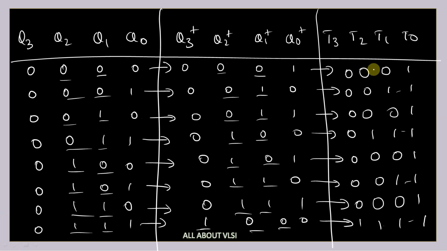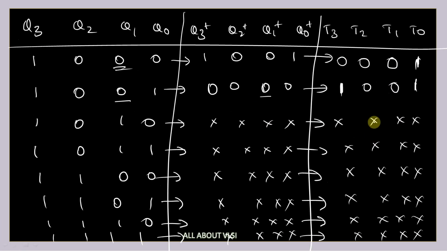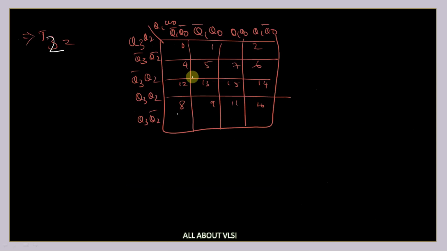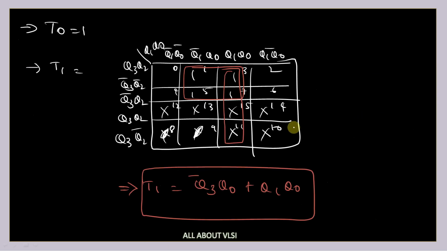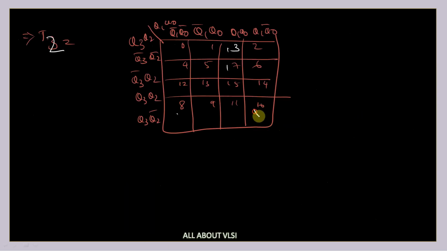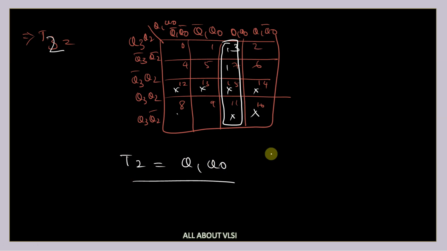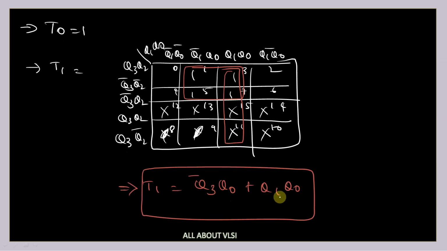Coming to T2, the minterms for my T2 are 3 and 7. And the don't cares are 10, 11, 12, 13, 14, and 15. So I can make a group of this quad. That's it. So my T2 is nothing but Q1 Q0. My T1 is nothing but Q3 bar Q0 plus Q1 Q0.